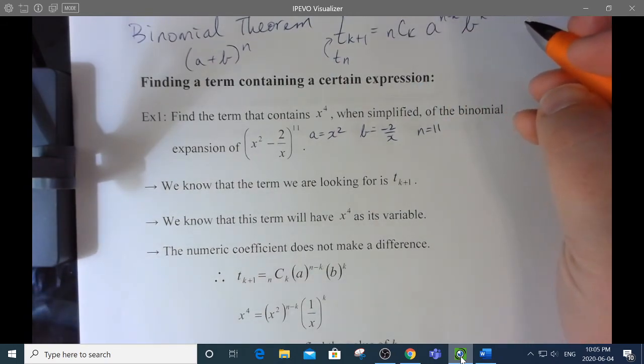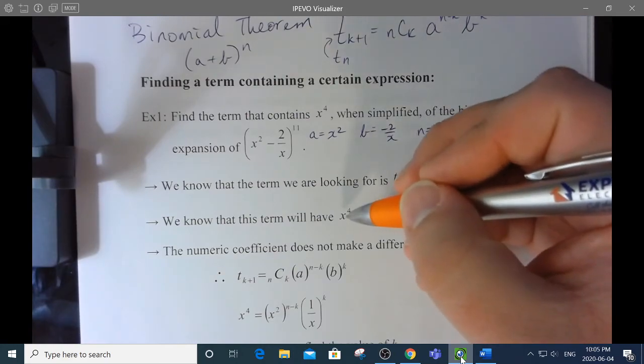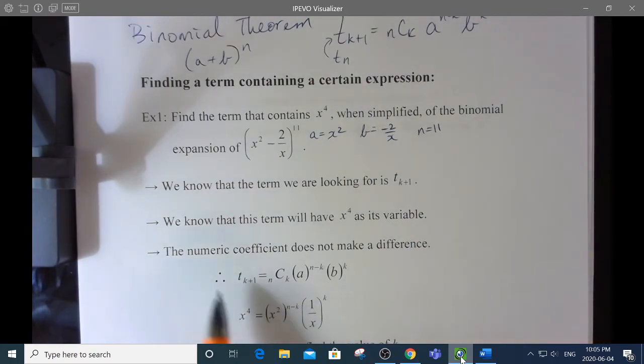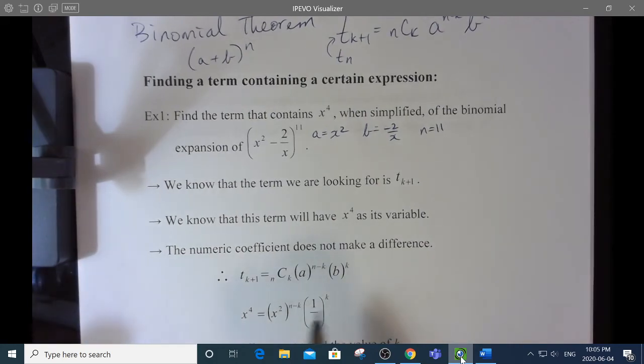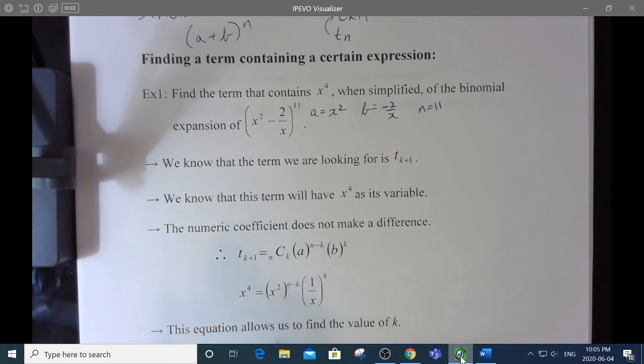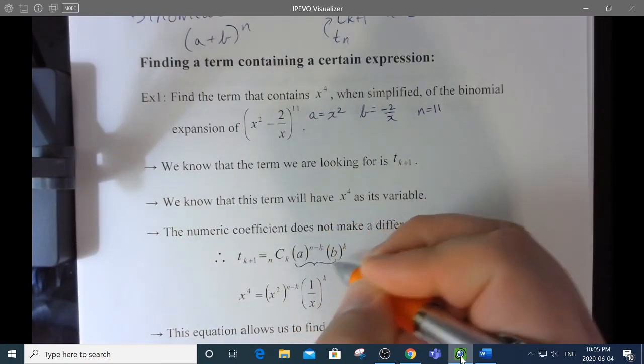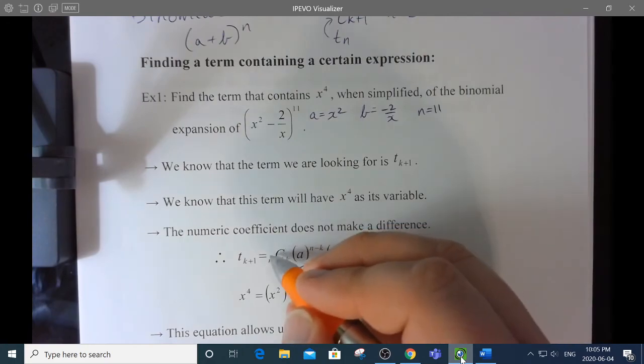So what we're going to do here is find out which one has the x to the 4 as a variable. And what it says here is very interesting. It says the numerical coefficient does not make a difference. Because think about this. This choose formula gives you a coefficient, and the b term has a 2 in it, so it'll give you a coefficient, and then those two numbers would multiply to make what goes in front, but none of that has any effect on what happens to the variable. Notice that the term that has x to the 4 in it comes from basically just this part of the equation. So I don't really even need that part.